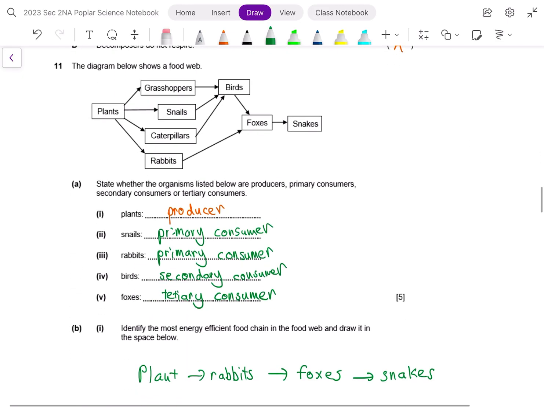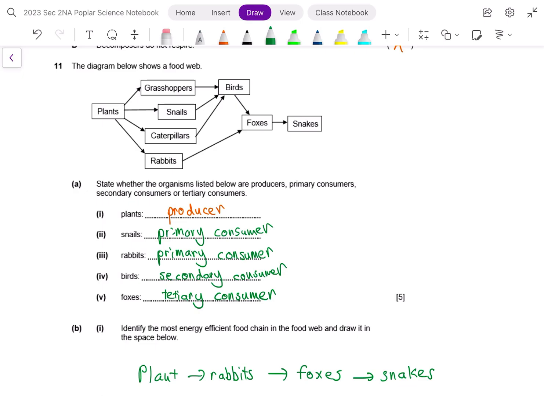Let's look at question 11 first before all the MCQ. A diagram below shows a food web. State whether the organisms listed below are producers, primary consumers, secondary consumers, or tertiary consumers.